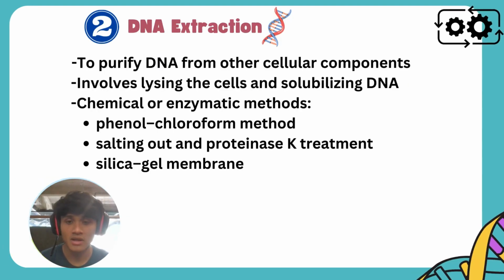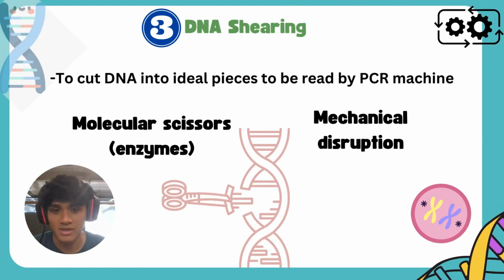The second step is DNA extraction. This step is to purify DNA from other cellular components, and it involves lysing the cells and solubilizing the DNA. The methods are chemical or enzymatic methods, and some of them are the phenol-chloroform method, salting out and protease treatment, and silica gel membrane. The third step is DNA shearing, one of the most important steps. This step involves cutting DNA into ideal pieces to be read by the machine. To cut the DNA, we use molecular scissors, which are enzymes, or even mechanical disruption.